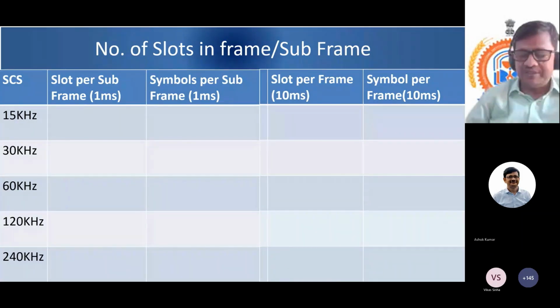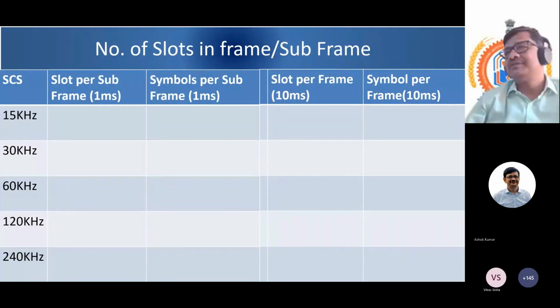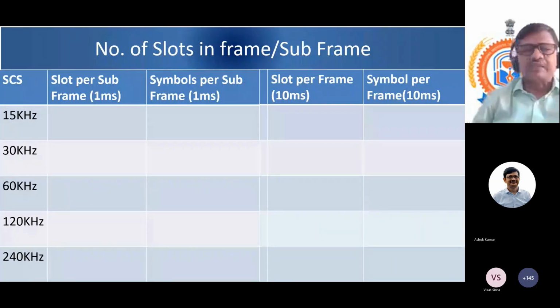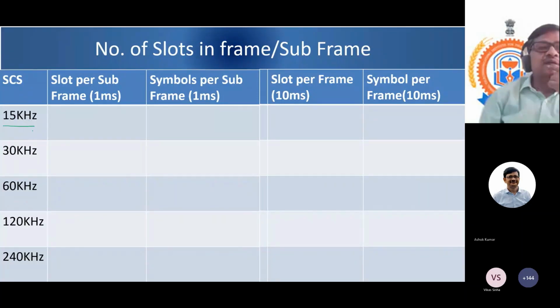Now that I have tried to explain, it's your time to answer. Suppose I have 15 kilohertz subcarrier spacing. How many slots will be there in one subframe? Either in the chat box or you can speak. I have one answer, two correct answers. One, yes, very right. People have tried answering this.